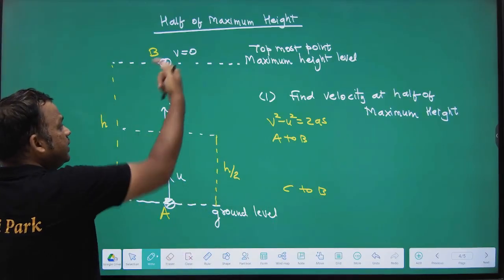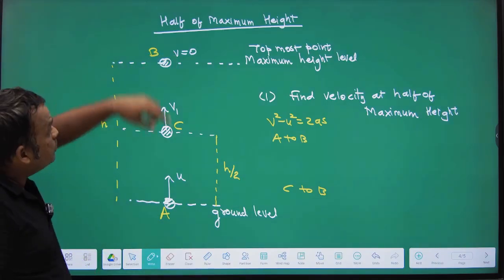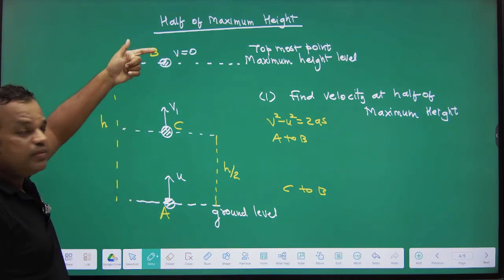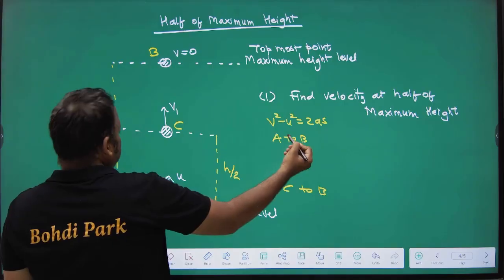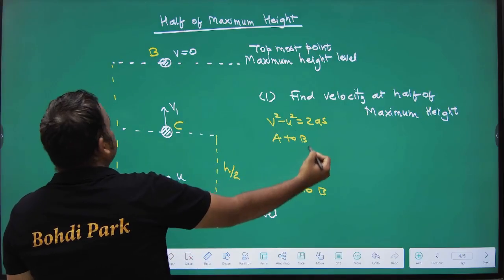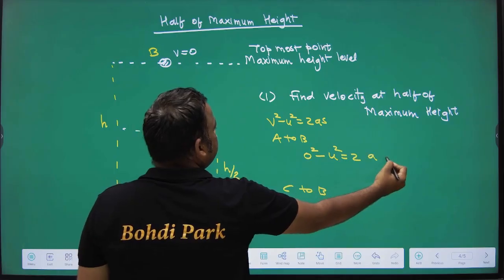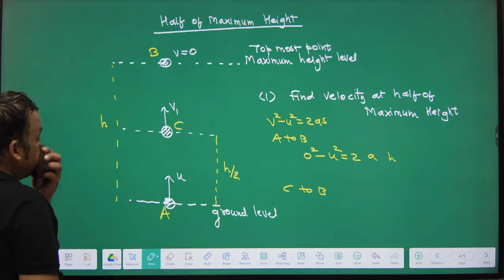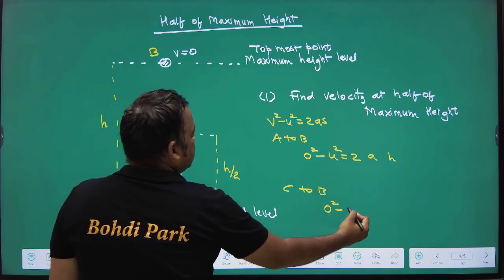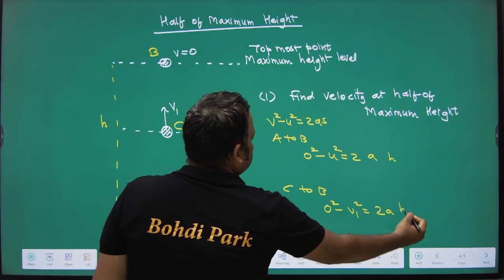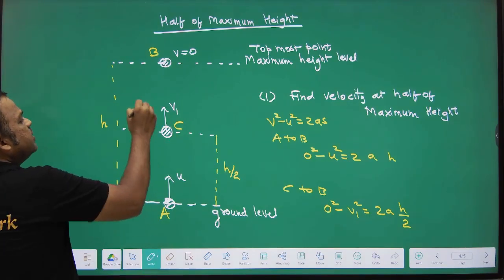Why A to B and C to B? Because the calculation will be easier. Because in both the cases, A to B and C to B, final velocity is 0. So our calculation will be easier. So A to B, I am using v square minus u square is equal to 2as. So 0 square minus u square is equal to 2a into s, which is h. And C to B, it is 0 square minus v1 square is equal to 2a h by 2. Because C to B, the displacement is h by 2.